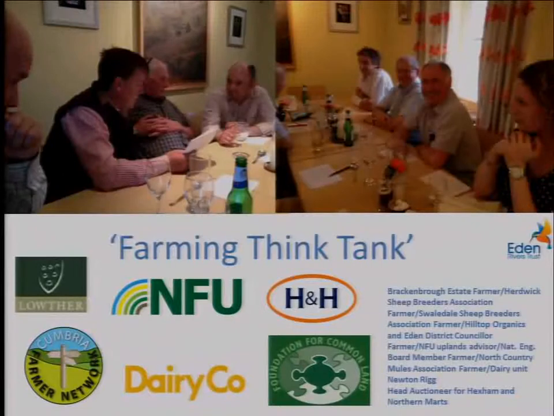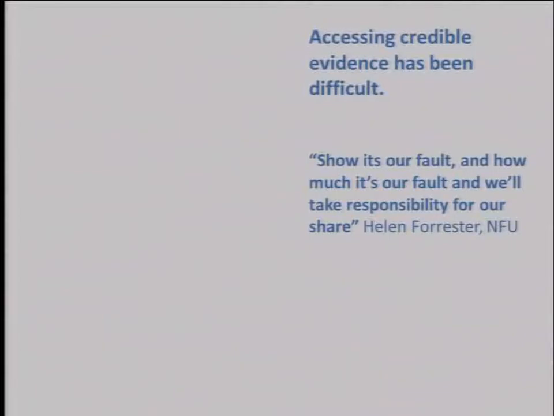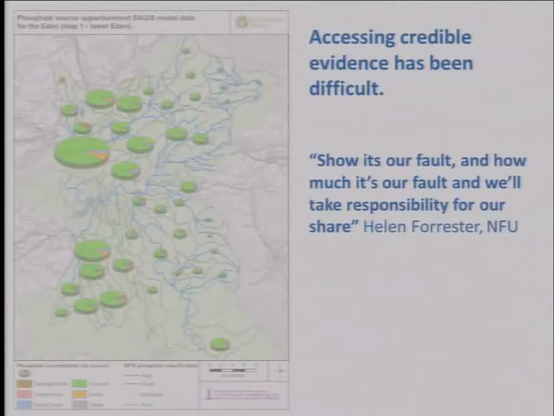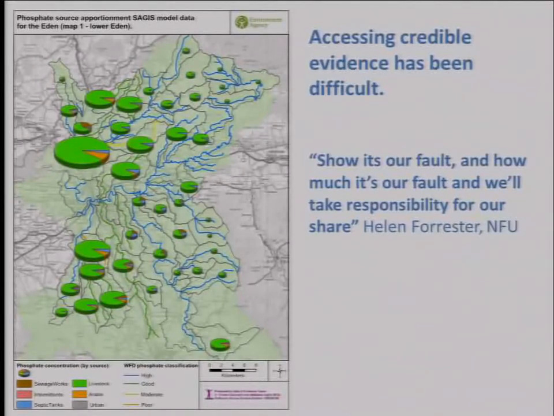But to be able to action this and to get land use change, you've got to bring the landowners and the partners along with you. You've got to help them understand what the problem is and what your evidence is. And this is just a quote from one of our Rivers Trusts up in Cumbria, who were basically using the outputs of an Environment Agency model, which is called the source apportionment tool.